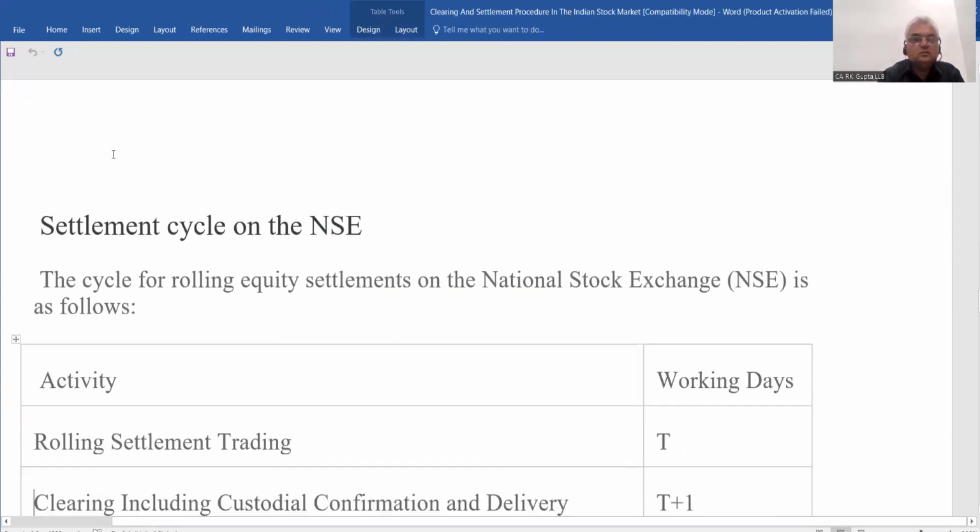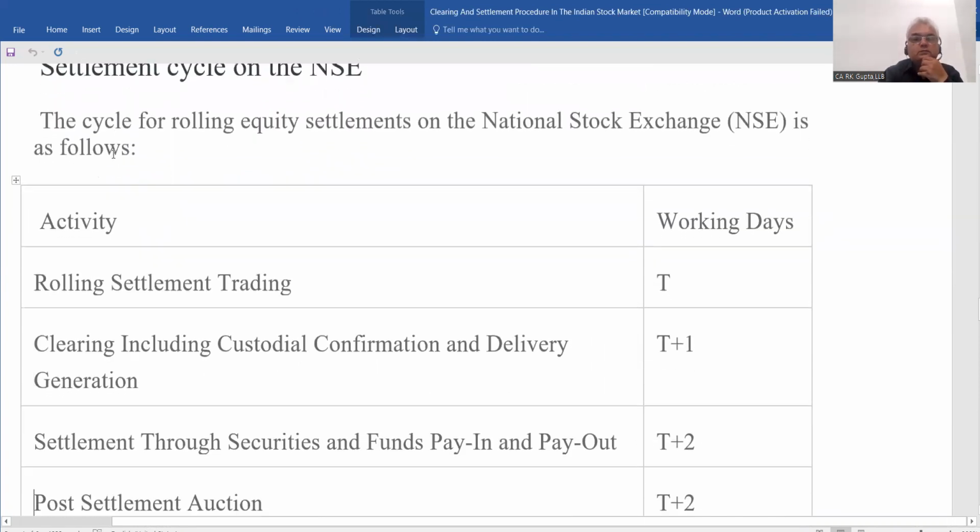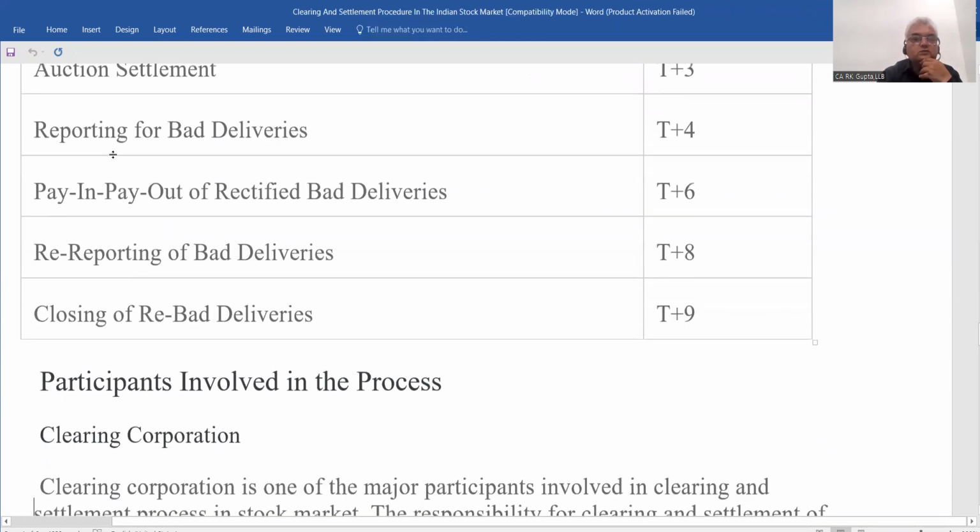Settlement cycle. You can go through this also.